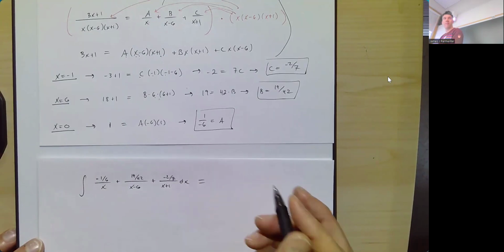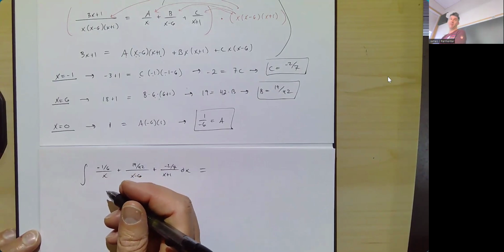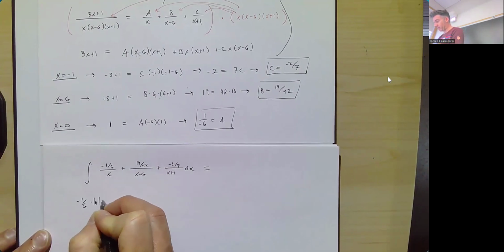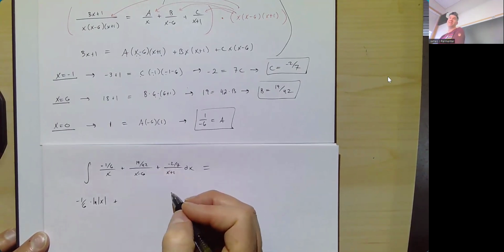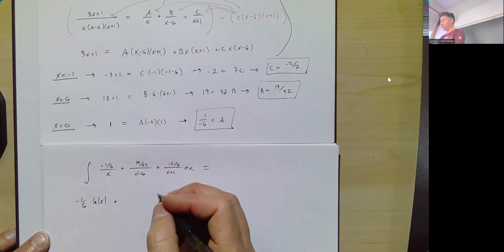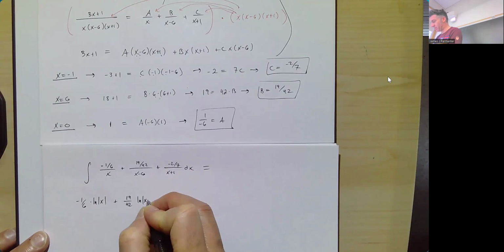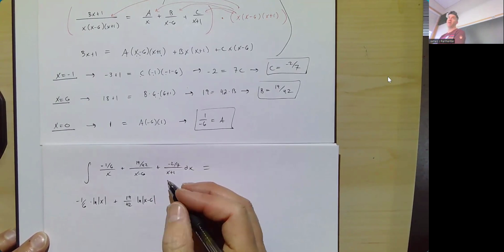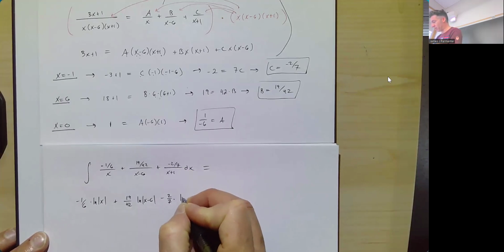And be like, okay, well, I'm ignoring the -1/6 or whatever constant. I'm just pretending like there's a 1 up there. The integral of 1 over x is the natural log of the absolute value of x. So I'm going to get -1/6 times the natural log of the absolute value of x. And then the integral of 1 over x minus 6 is the natural log of the absolute value of x minus 6. So I'm going to get 19 over 42 times the natural log of the absolute value of x minus 6. And then the integral of 1 over x plus 1 is the natural log of the absolute value of x plus 1. So I'm going to get minus 2/7 times the natural log of the absolute value of x plus 1.